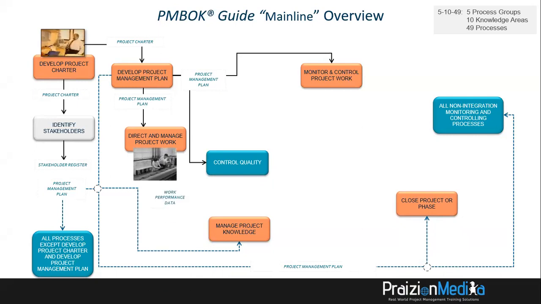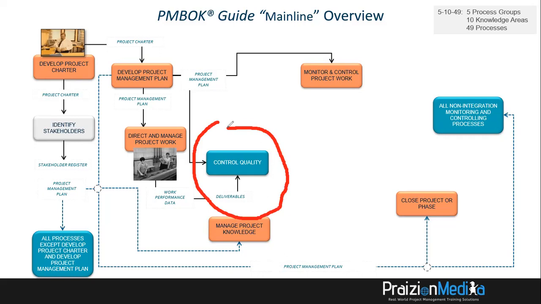Now, the project management plan goes to direct and manage project work, where we get work performance data and we get deliverables. And these two go to control quality. And you're going to see why I'm stressing control quality. Control quality is the hub where everything gets checked, or should get checked, before it proceeds along the main line.